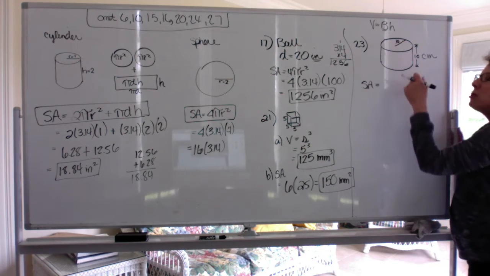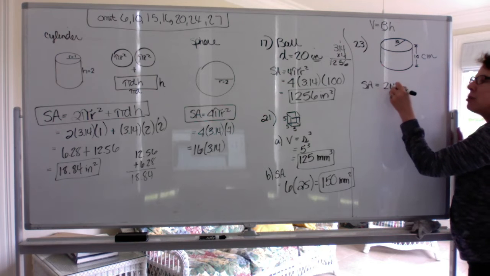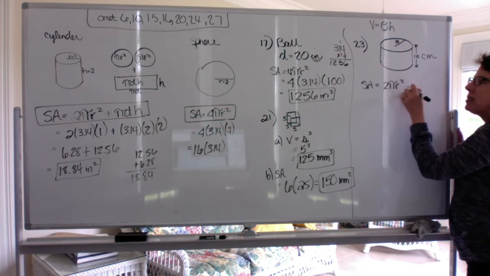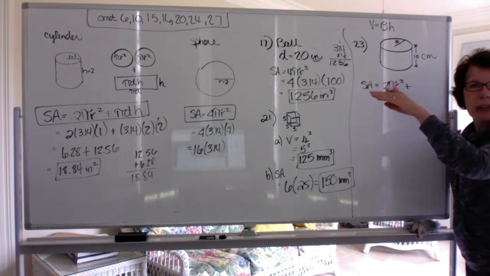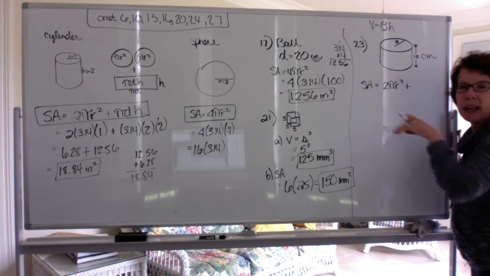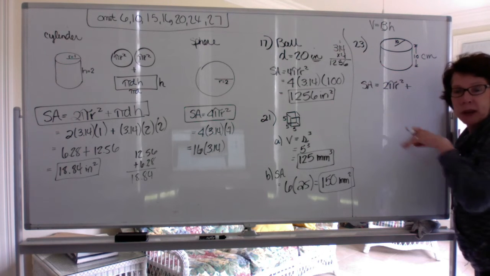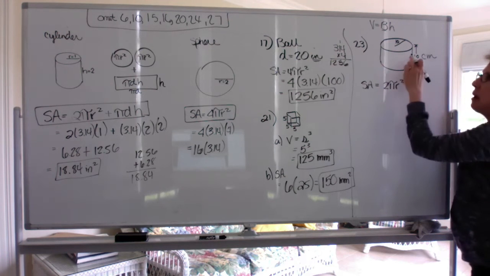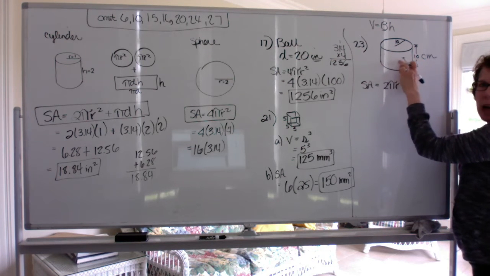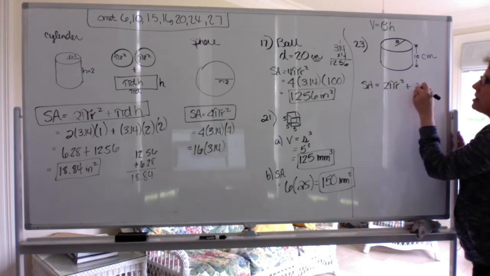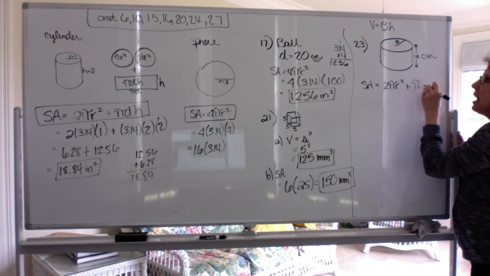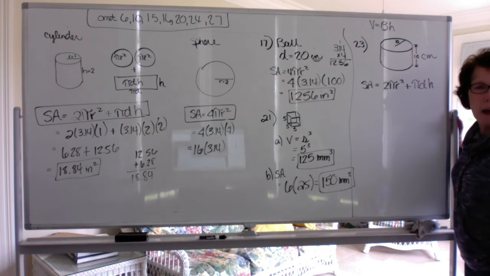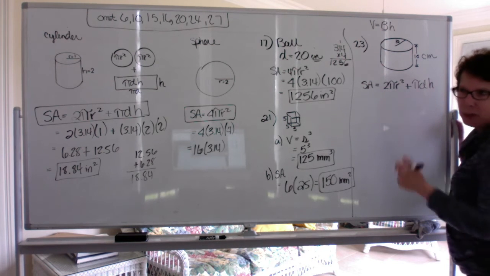Let's go ahead and write the formula first. Well, we have 2 circles to find the area of, so that's 2 pi r squared, plus we're going to get the area of the label, right? The soup can label, the lateral surface area. What is the area around the side here? All the way around, and that is the circumference of the circle times the height of the can. In this case, it's just a plain cylinder.